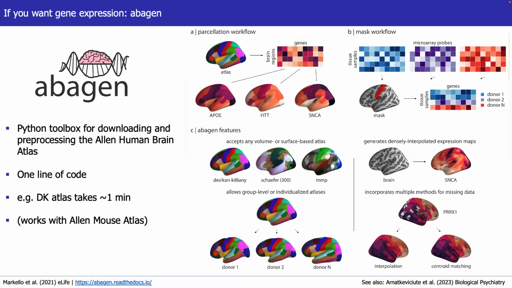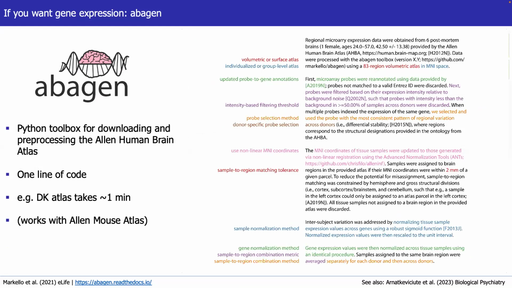And we can also do dense interpolation because the microarray probes are obviously, the gene expression is sampled in a spatially discrete way. So we can get whole brain maps. So basically, if you want a map of a very specific gene, like ApoE4, MAPT, that sort of thing, you can get it.